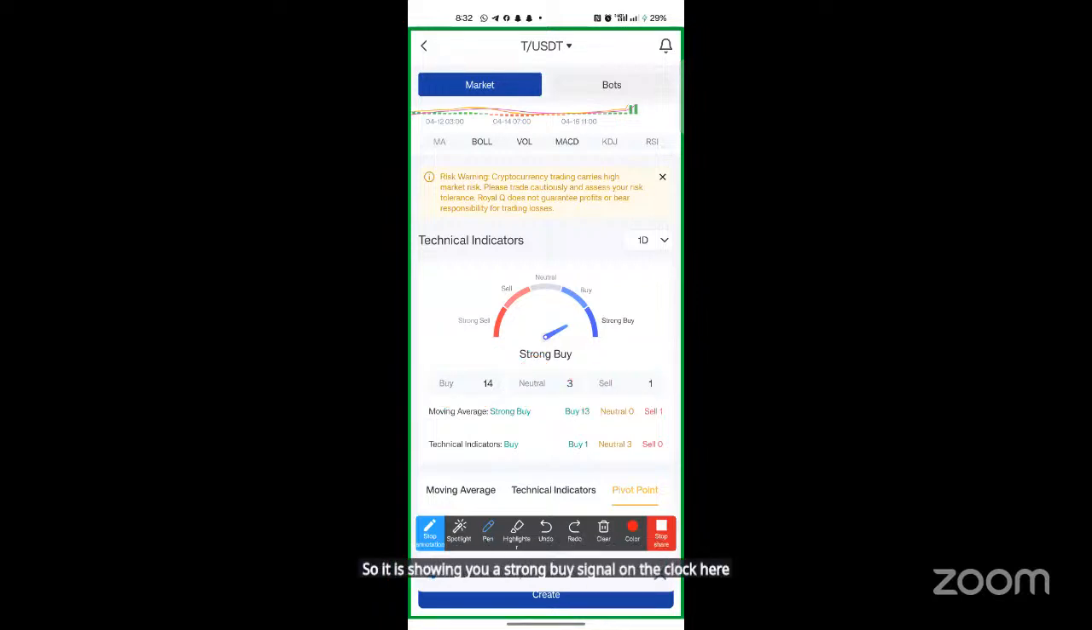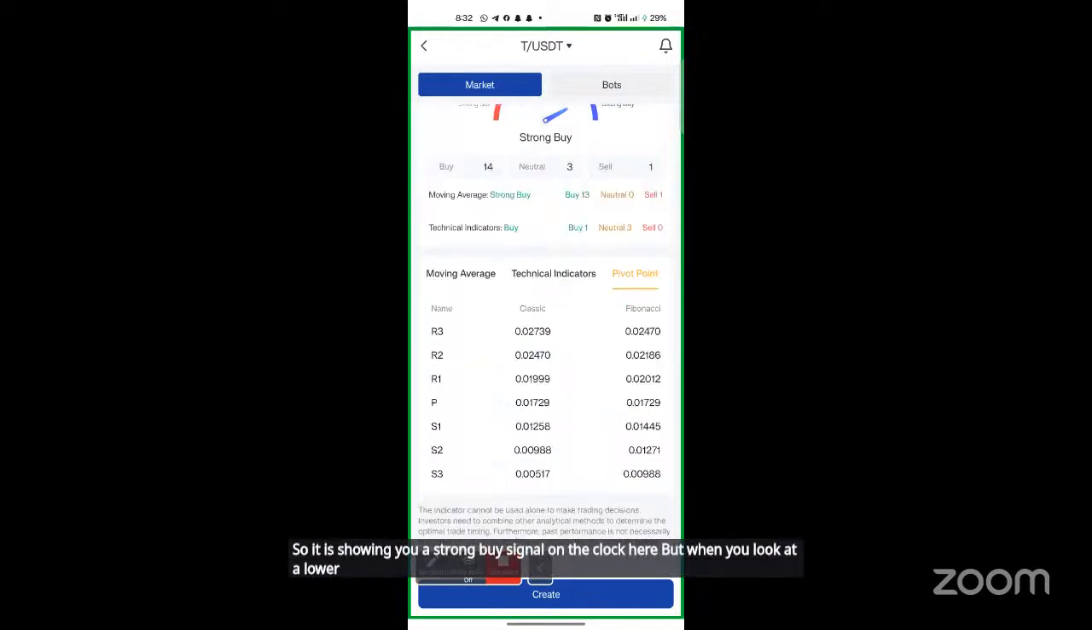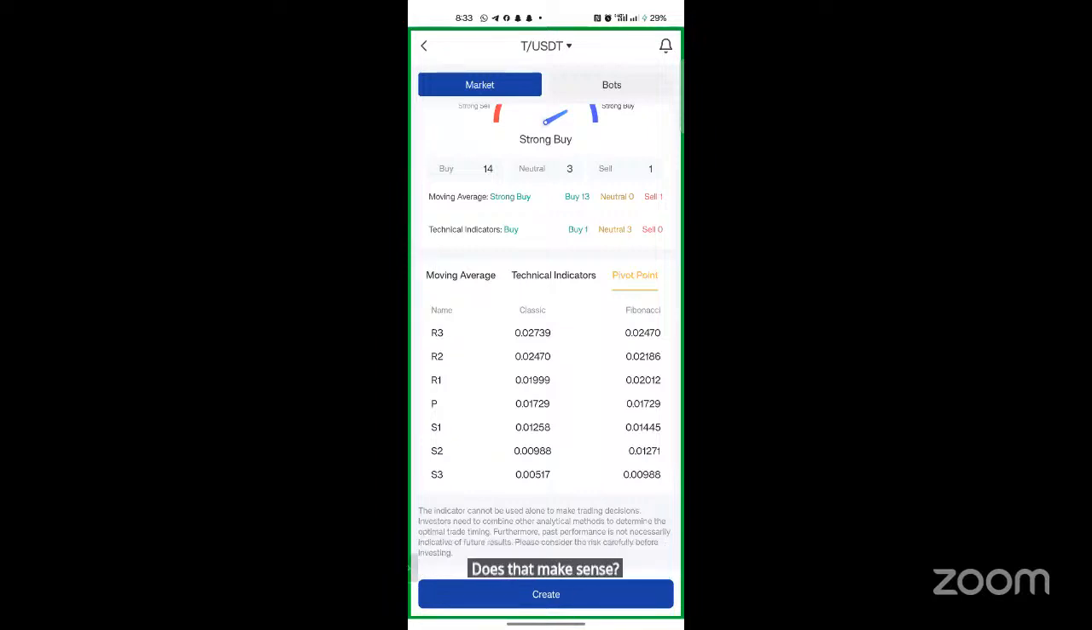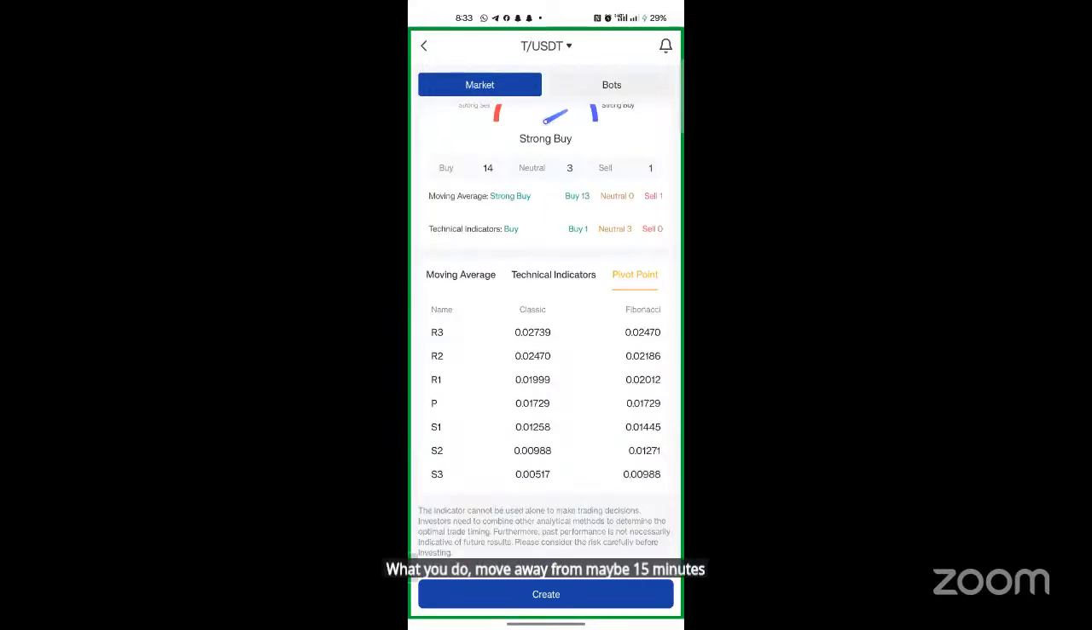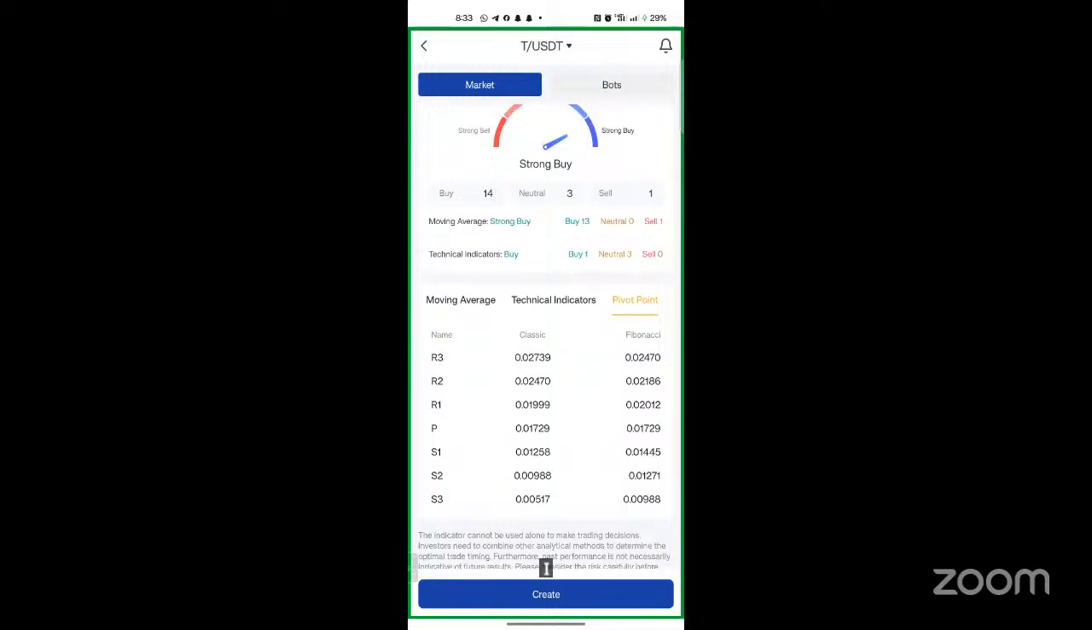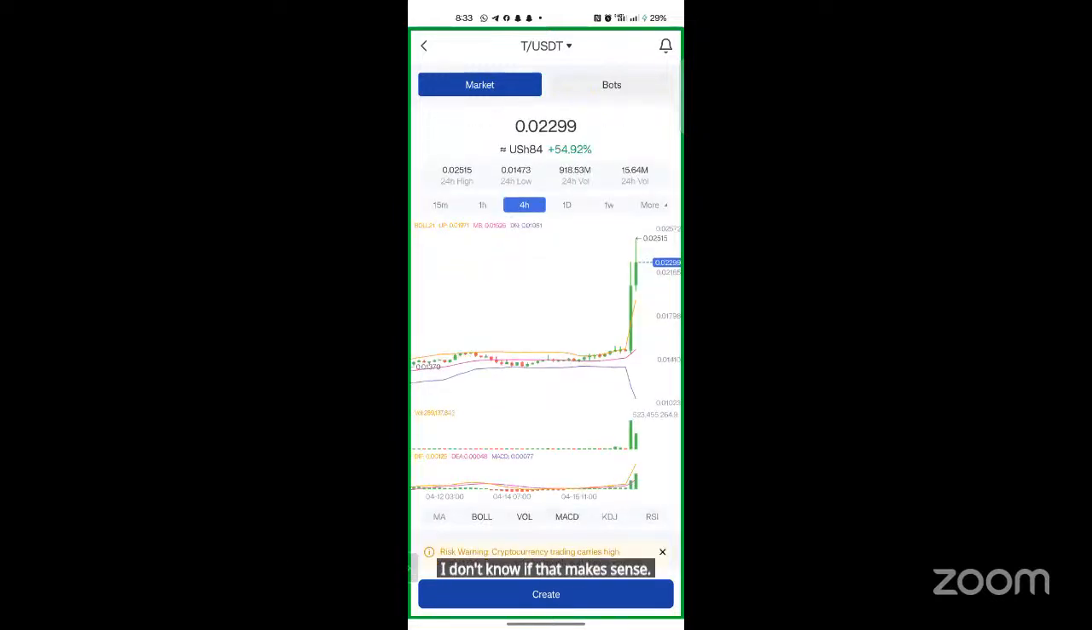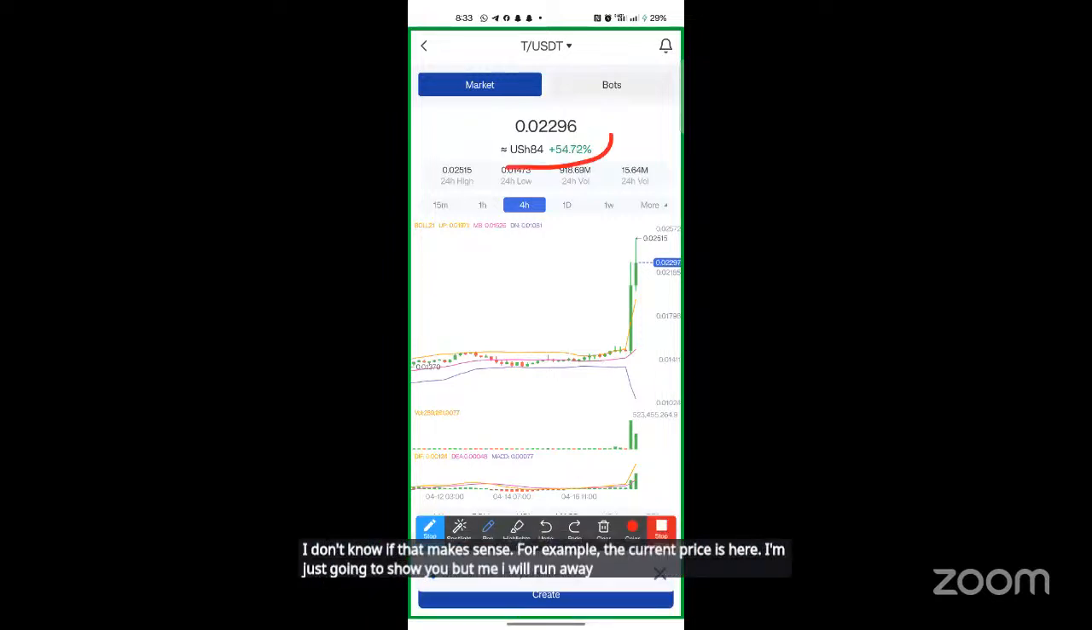But when you look at a lower time frame, you are not able to find a buying opportunity. Does that make sense? But you want to continue with the coin. What you do, move away from maybe 15 minutes and go to a bigger time frame. I don't know if that makes sense. For example, the current price is here. I'm just going to show you.